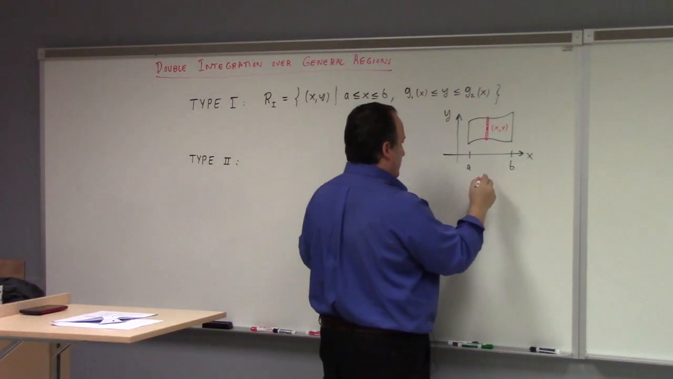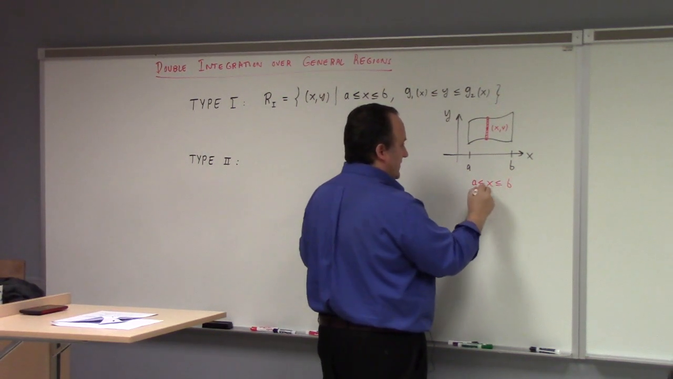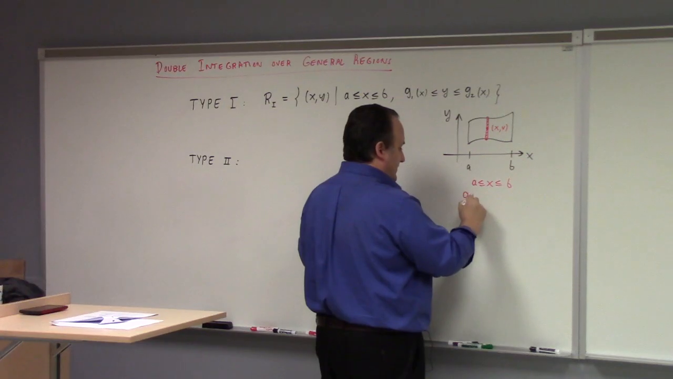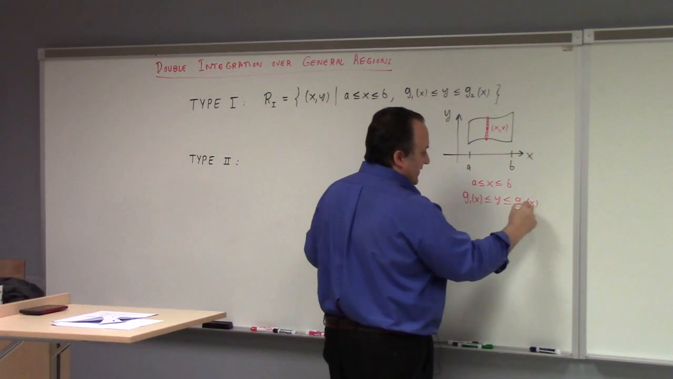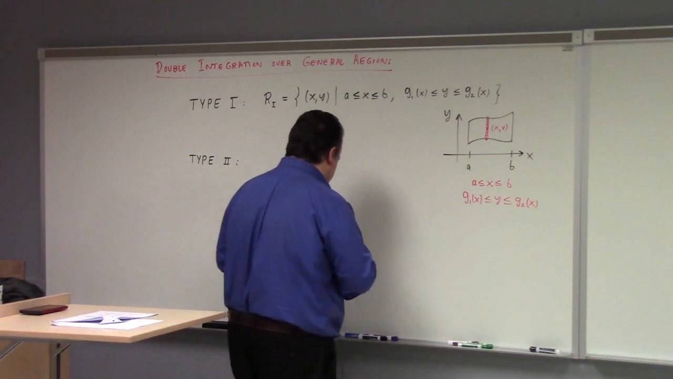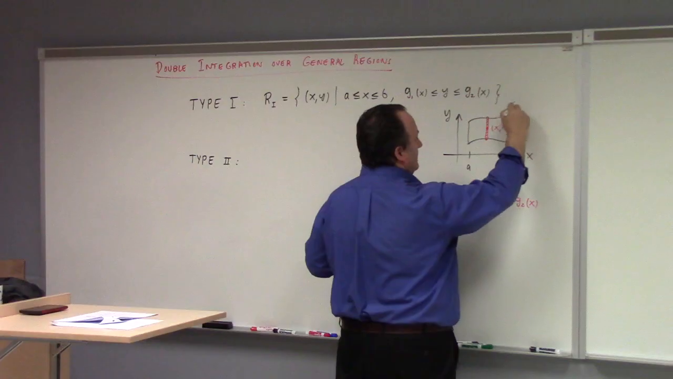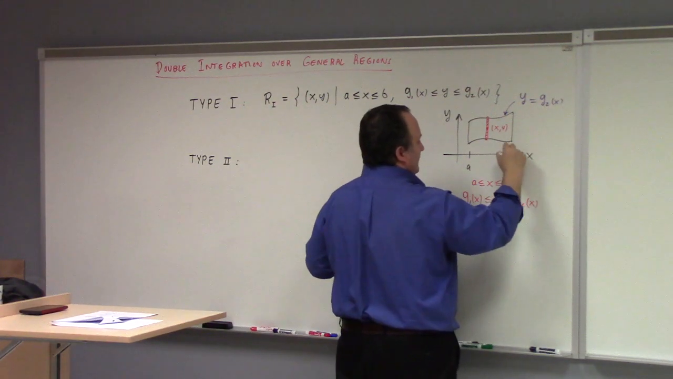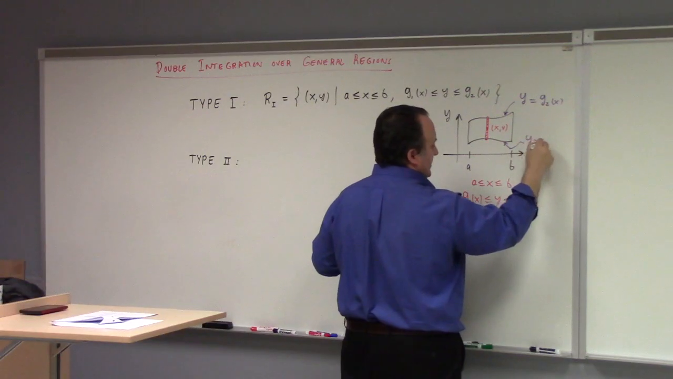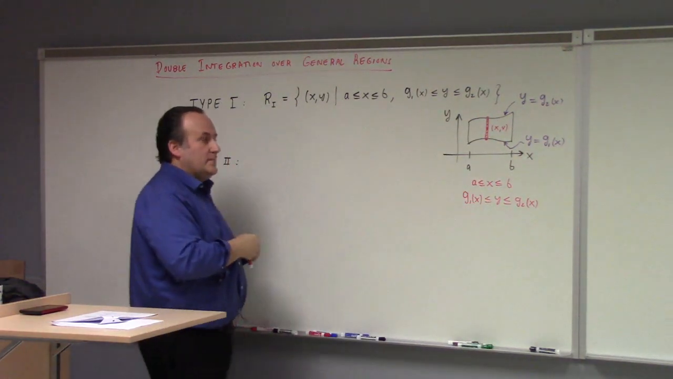And if you take a particular point in there, (x, y), you have, on the one hand, a ≤ x ≤ b, but you also have that g1(x) ≤ y ≤ g2(x). So the graph on the top, I'm calling g2. The graph on the bottom is g1. So that's a type 1 region.